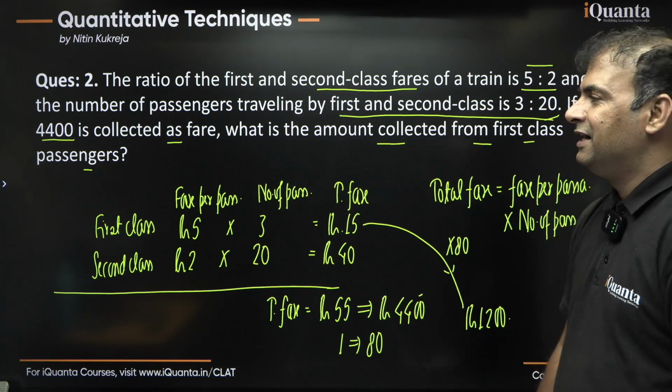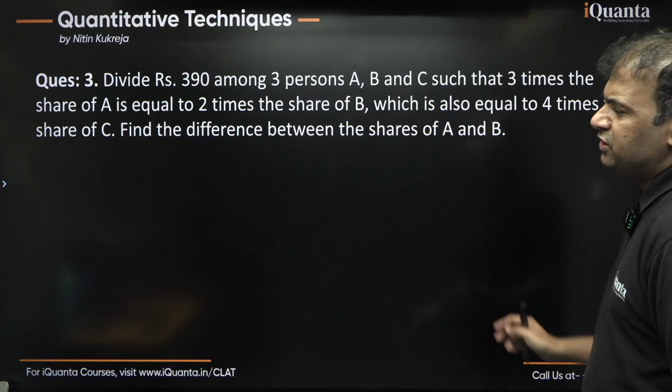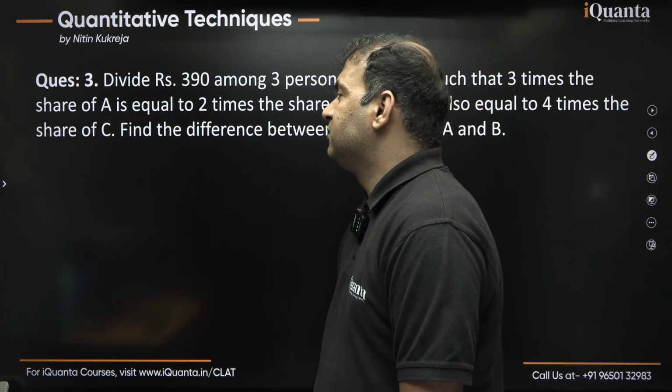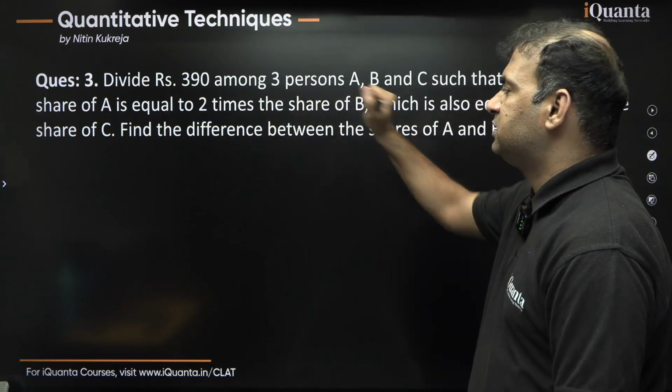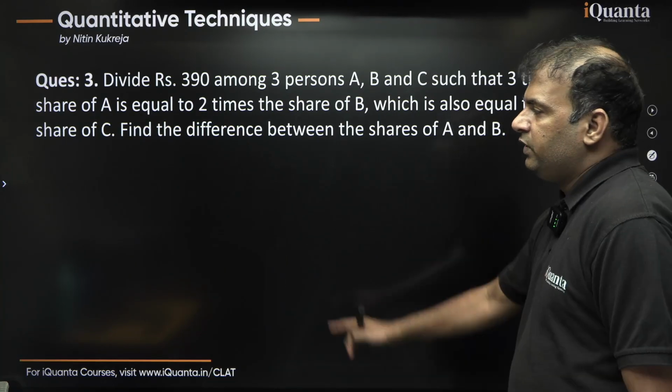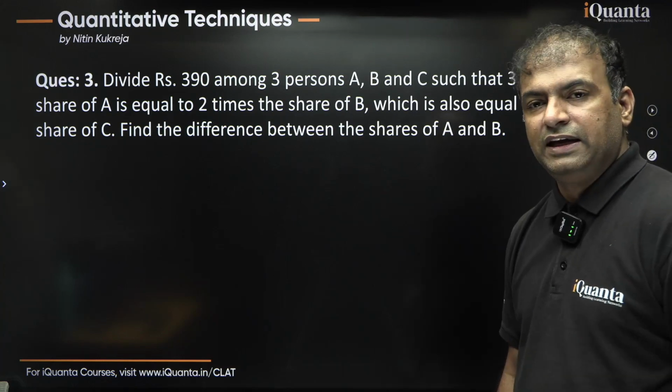All right. Now moving to the next problem. This is also one of the finest word problems of ratios. It says what? We have to divide rupees 390 among the 3 passengers A, B, C such that 3 times the share of A is equal to 2 times the share of B, which is also equal to 4 times the share of C. We need to find the difference between the shares of A and B, right?